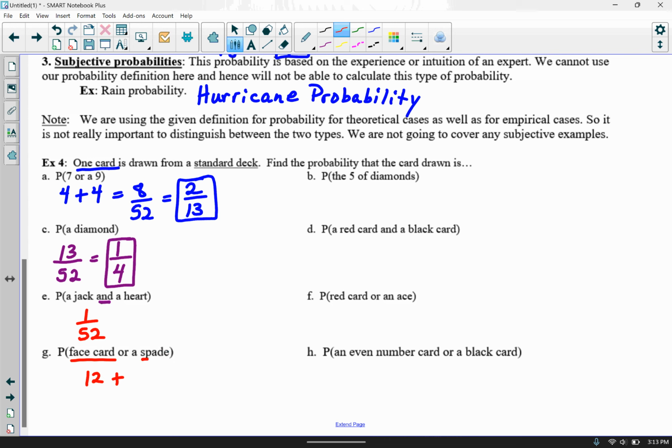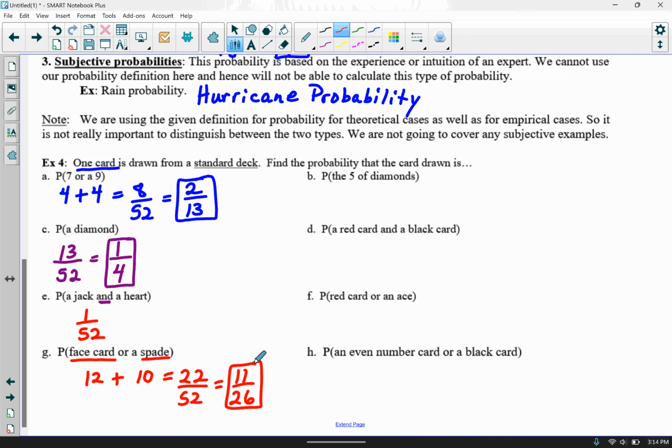Plus, now when I go to count my spades, there are a total of 13 spades, but I can't include the jack, queen, and king, right? Because I've already included those in my face cards. So I'm really just going to be counting my number cards over here for my spades. I'd only have 10 cards left to choose, right? Add that together, we get 22 out of 52. That can be reduced, divide them both by 2. 11 out of 26, final answer, okay?